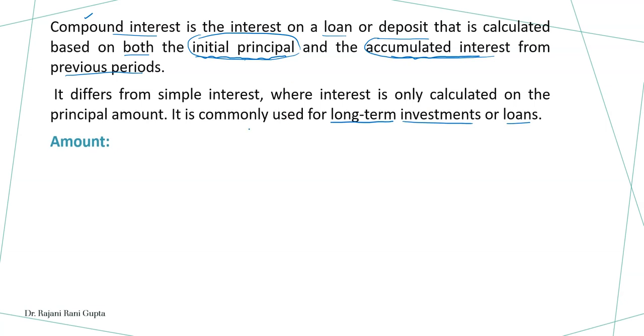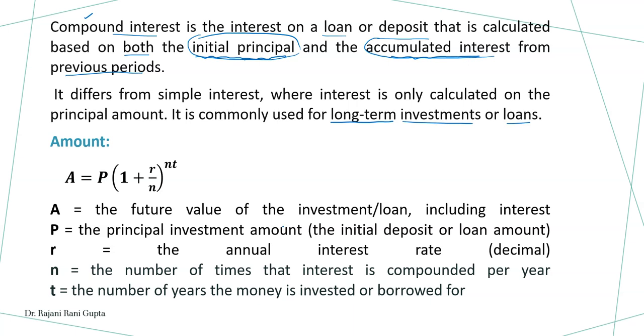To calculate it, first we calculate the amount by using this formula. A, that is the amount, is equal to P times (1 plus R divided by N) to the power NT, where A is the future value of the investment, including interest. P denotes the principal amount. R denotes the rate of interest.